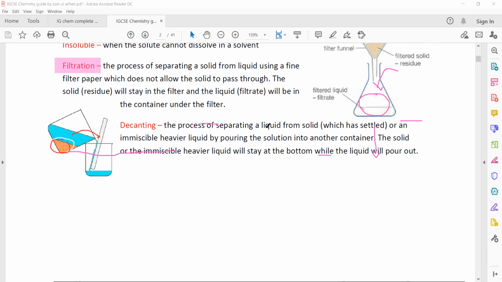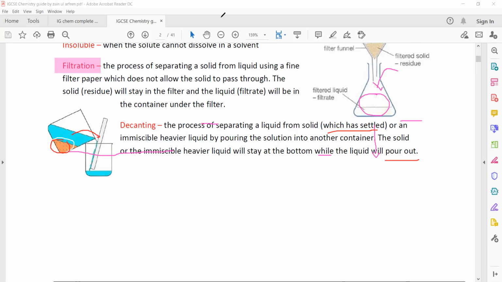This is the process of separating a liquid from a solid. First we allow the solid to settle down, because only when it settles down can we use this technique. By pouring the solution into another container, the solid or immiscible heavier liquid will stay at the bottom while the liquid will pour out.